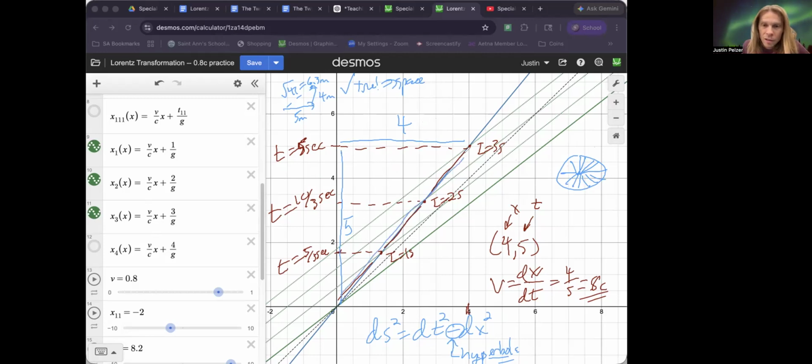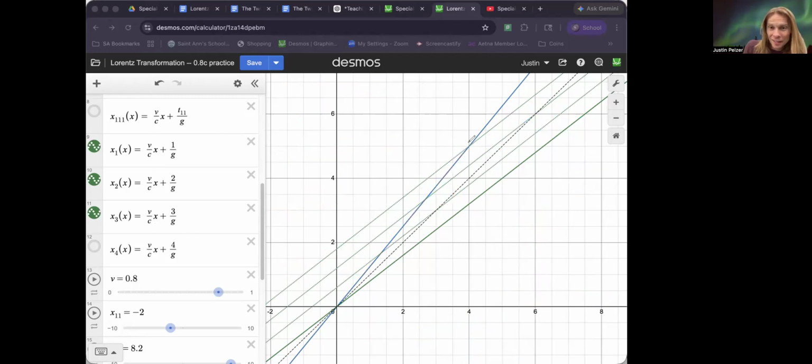What's this distance? 3. Isn't that crazy? 5, 4, 3. And it's corresponding to our t prime equals 0, t prime equals 1, t prime equals 2, t prime equals 3 lines that we graphed in class. That's these dotted green lines here. Isn't that amazing? I think that's amazing. Ready? It's going to take it one more step. Ready? Pause it if you need to.